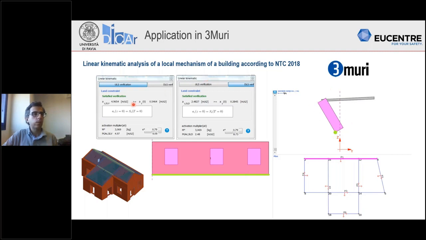Now in that case, the software is performing the calculation of the capacity and also of the demand, both at the mechanism, both at the two limit states that I was discussing before, an ultimate limit state, but also a damage limit state. Of course, if you want to verify more complex mechanisms, like the one I was discussing at the beginning of this part of the webinar dedicated to the linear analysis of local mechanisms, you can do. It's simply left to the user.